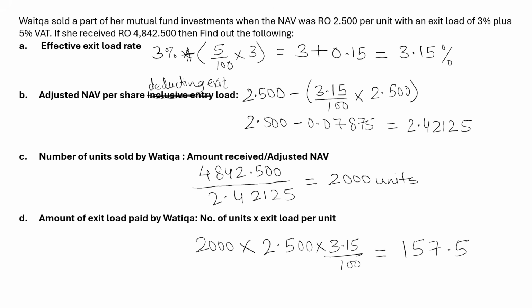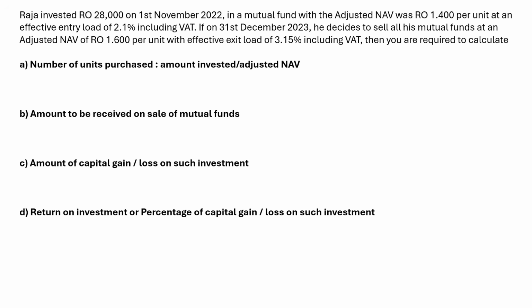Now we will take one more question. Raja invested 28,000 on 1st November 2022 in a mutual fund with the adjusted NAV of 1.4 per unit at an effective entry load of 2.1% including VAT. If on 31st December 2023 he decides to sell all his mutual fund at an adjusted NAV of 1.6 per unit with effective exit load of 3.1% including VAT, then we have to calculate number of units purchased.